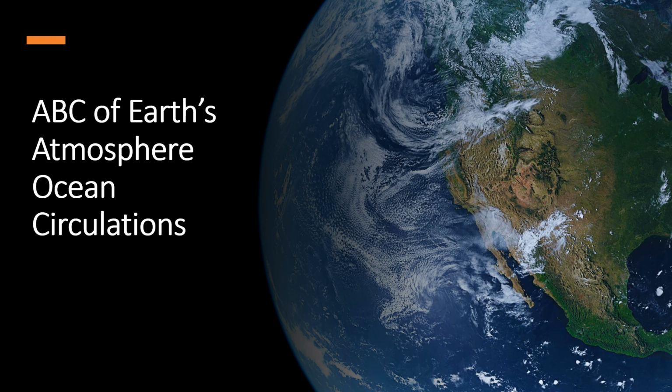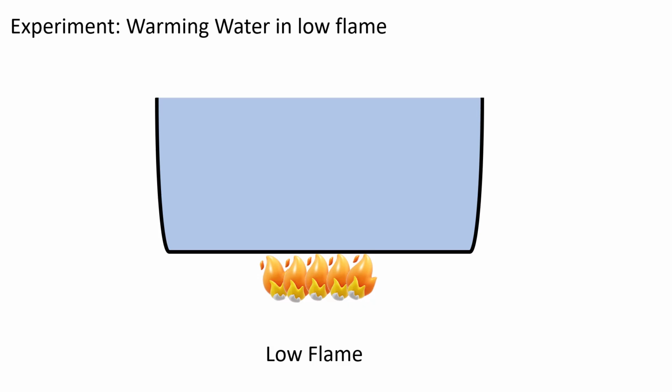Today, we'll talk about the very basic mechanisms of our planet's circulations. So, welcome everyone. Let's begin with a simple observation. Imagine you are heating water in a container over a low flame that's not enough to boil it. What do you think happens to the water inside the container? Would you notice any movement of the water particles?